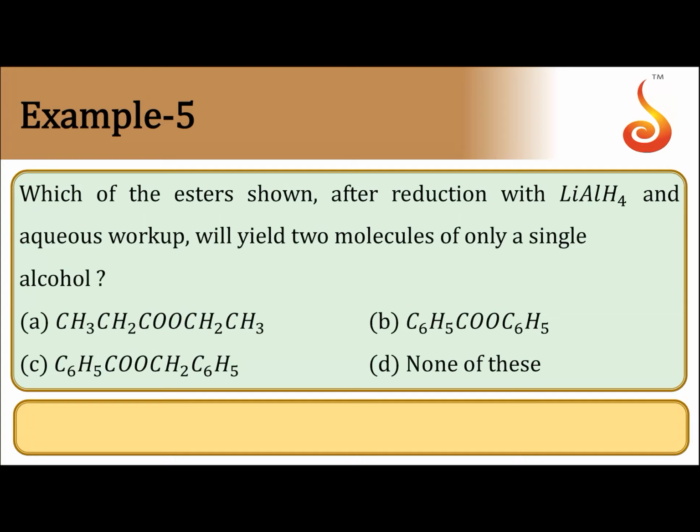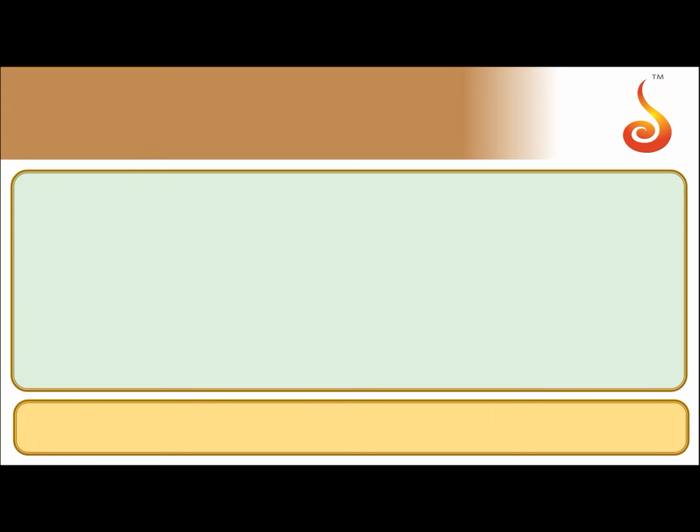Which of the esters shown, after reduction with lithium aluminum hydride and aqueous workup, will yield 2 molecules of only a single alcohol? So if you see, when an ester, RCOOR, is treated with lithium aluminum hydride, you will get 2 molecules of alcohol. Means split this bond, convert this to alcohol, means RCH2OH plus ROH.